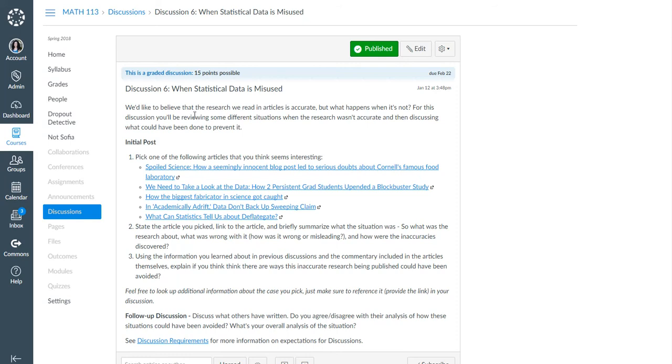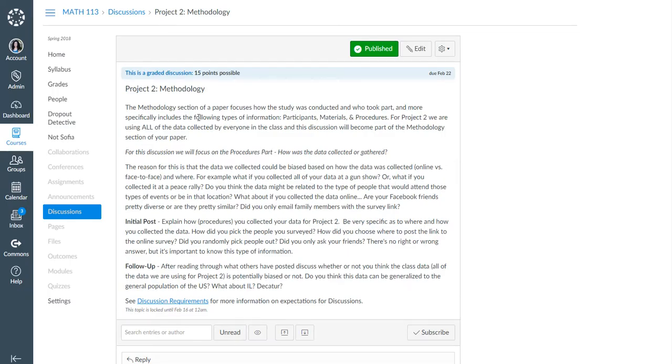So for the discussion this week, when statistical data is misused. Pick one of the following articles that you think seems interesting. State what article you picked, the link to the article, and briefly summarize what the situation was. What was the research about, what was wrong with it, how was it wrong or misleading, and how were the inaccuracies discovered? Using the information you learned in previous discussions and the commentary included in the articles themselves, explain if you think there are ways that this inaccurate research could have been avoided. So there's your discussion.